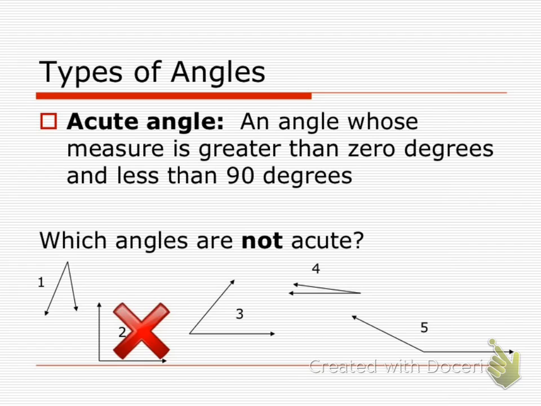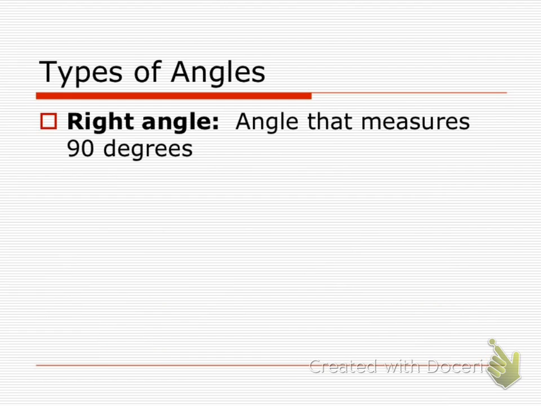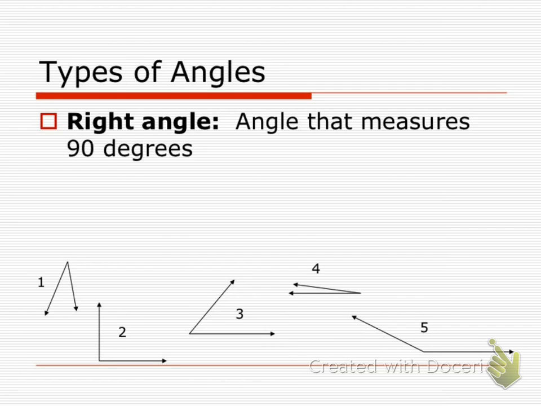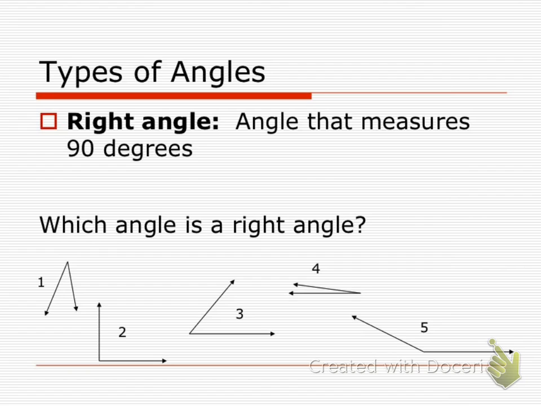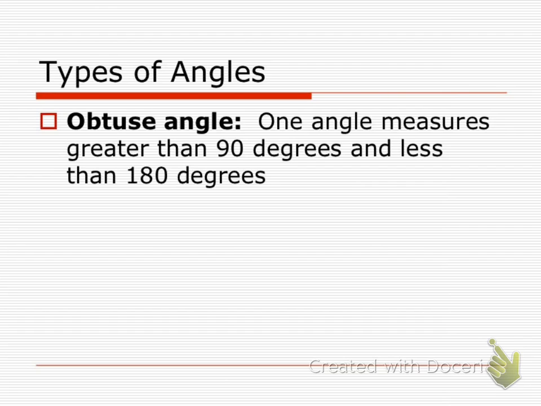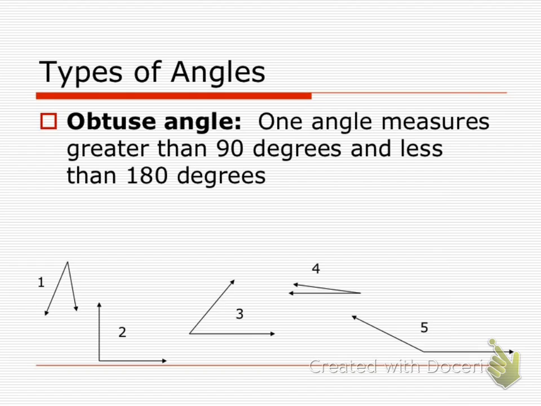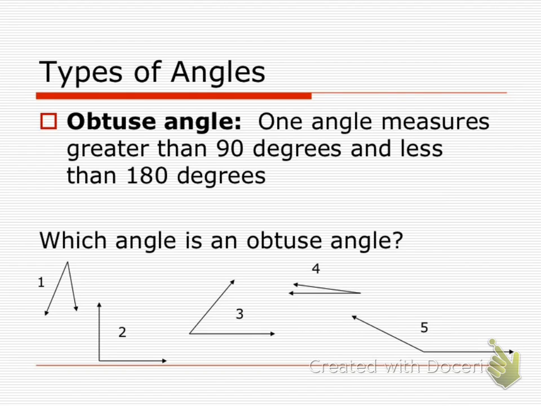3 is less than 90, greater than 0. 4 is less than 90, greater than 0, but 5 is most definitely greater than 90. For right angles, they measure exactly 90 degrees. Which angle is a right angle? We already said angle 2. Obtuse are angles that measure greater than 90 but less than 180. Remember that 180 is a straight line. That is only angle 5.